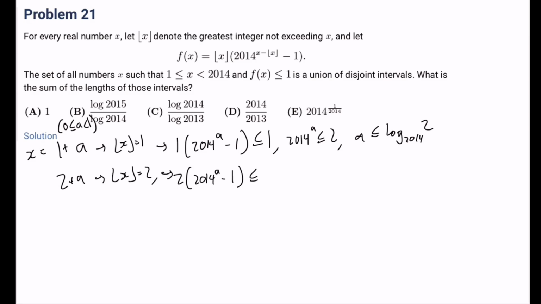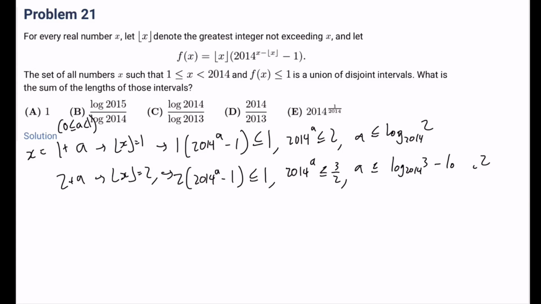This should be less than or equal to 1. This gives us that 2014 to the a must be less than or equal to 3 over 2. This gives that a is less than or equal to log base 2014 of 3 over 2. But then we can separate that into log base 2014 of 3 minus log base 2014 of 2.